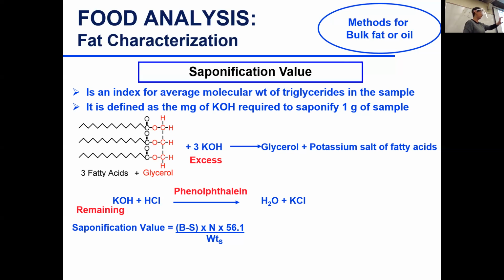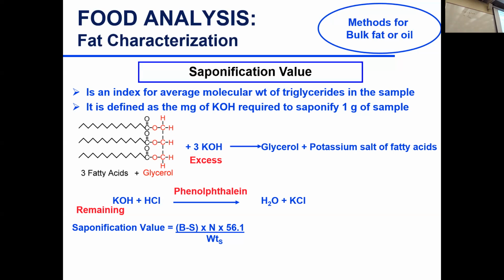Does it make sense to you? If you have long chains, you will have high molecular weight, right? If we have long fatty acid chains, I will have high molecular weight, and fewer moles per 1 gram of fat. If you think of molecular weight as grams per mole, and number of moles as grams over molecular weight, the larger your molecular weight, the fewer moles I have per 1 gram of sample. That makes sense? True.